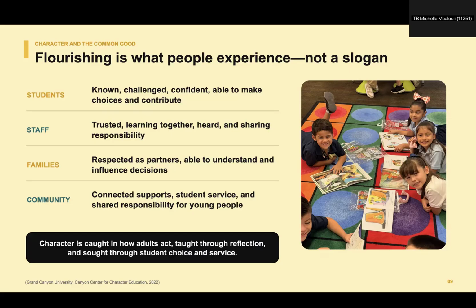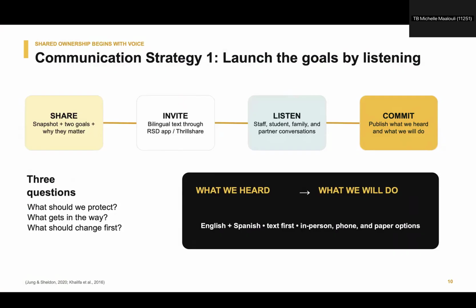Family check-ins require humility, listening, and communication. Inclusive lesson designs reflect fairness and practical wisdom. Students will practice reflection, teamwork, and caring. For these goals to become shared commitments, our communication must also invite participation. So the first strategy for communication that we're going to launch is the goal launch by listening.